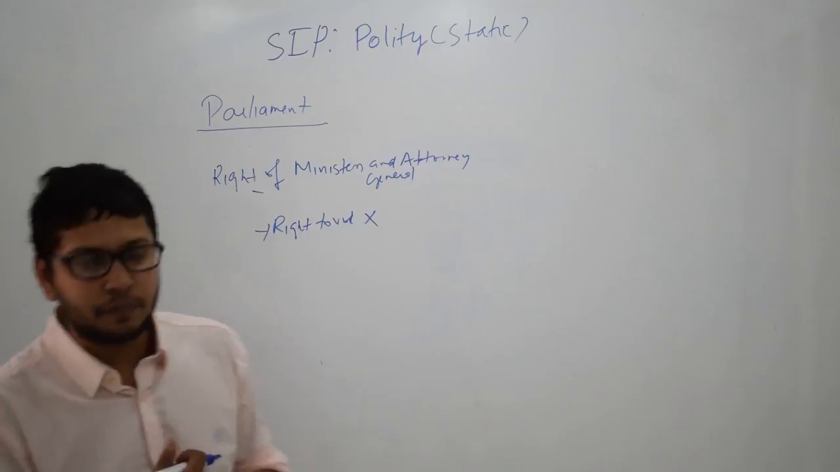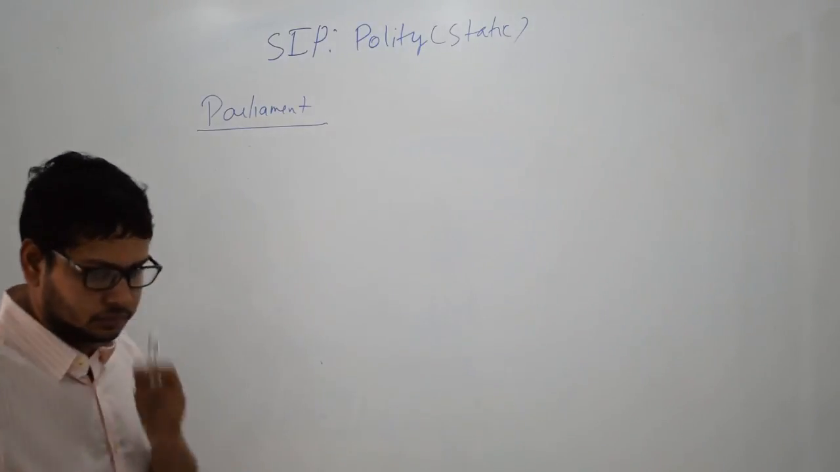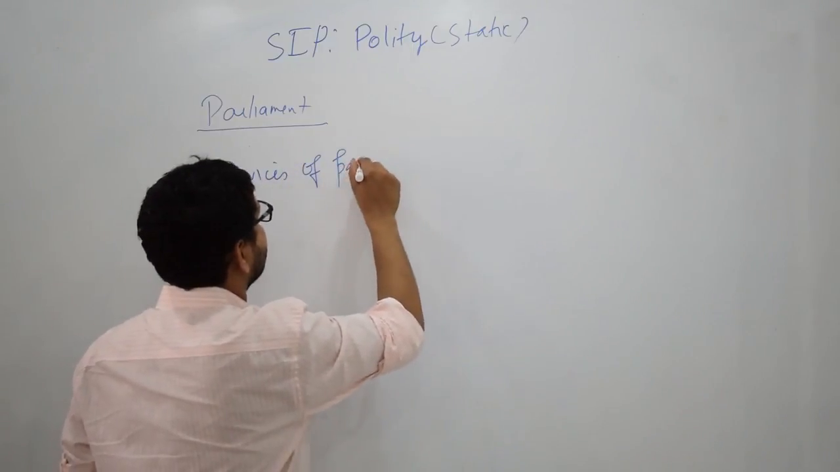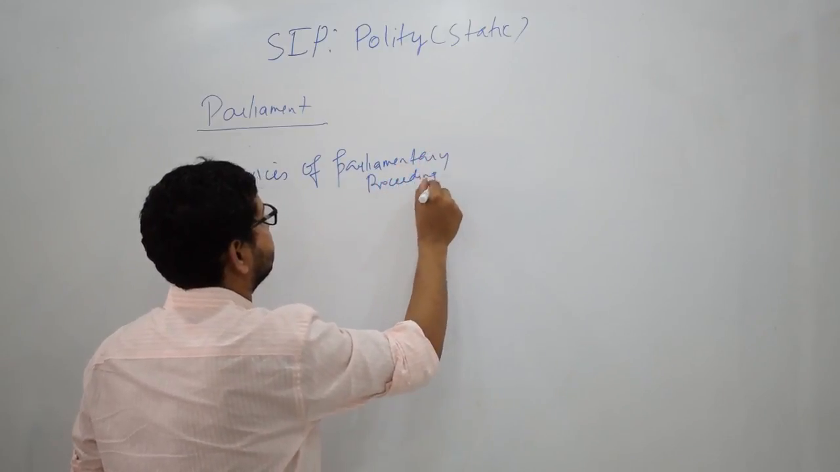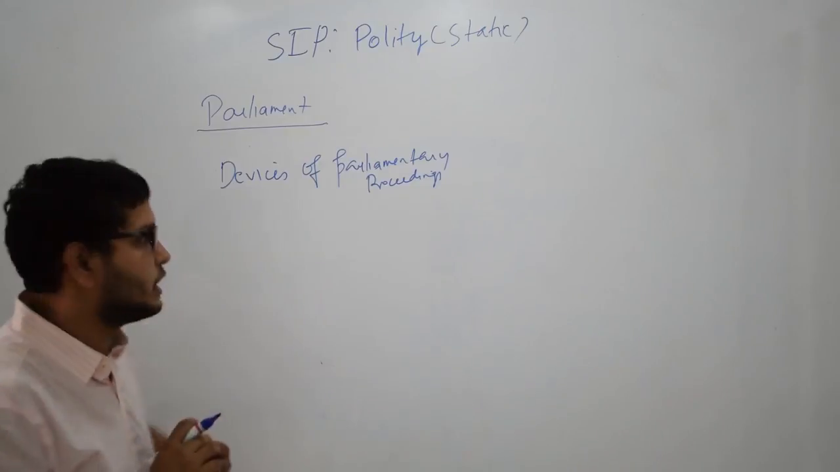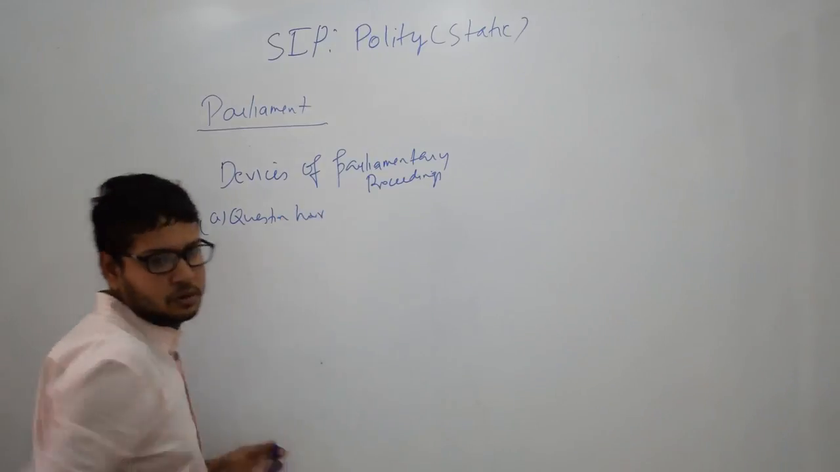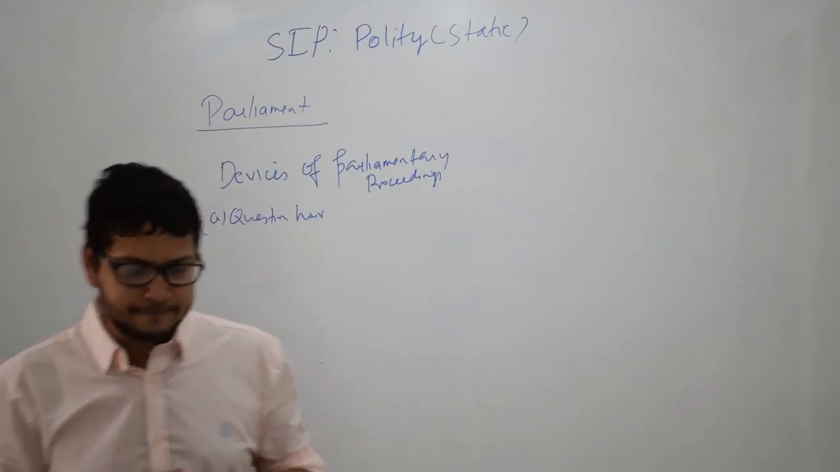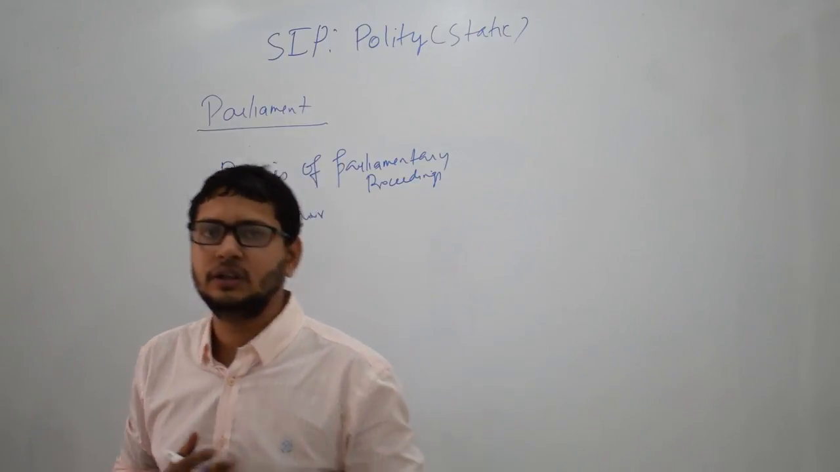Next is devices of parliamentary proceedings. So, first device is question hour. The first hour of every parliament sitting is slotted for question hour. And during this time, the members can ask starred, unstarred, and short notice questions to the minister.